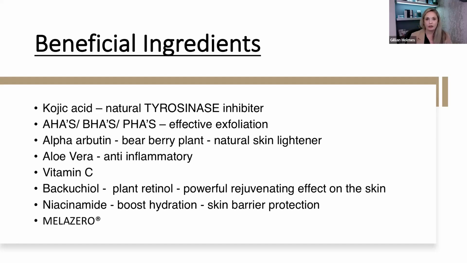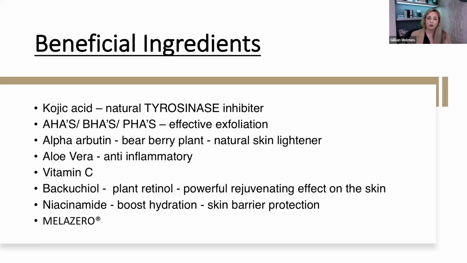Now, looking at some beneficial ingredients, some of them we've already covered in terms of what's available within some of the professional treatments. And of course, some of these are also in the home care that we can use to support those professional treatments. So kojic acid, as I've mentioned, is a natural tyrosinase inhibitor. Your alpha, beta, or polyhydroxy acids are an effective form of exfoliation. Exfoliation to remove dead surface skin cells will keep the skin tone even, keep the skin texture even also, and improve the skin appearance overall.